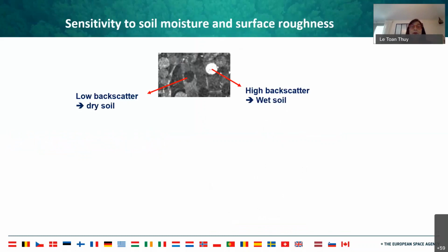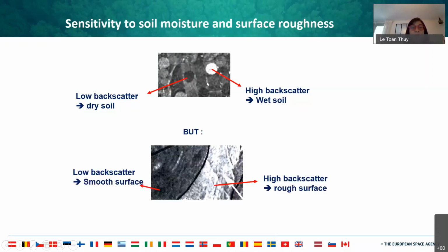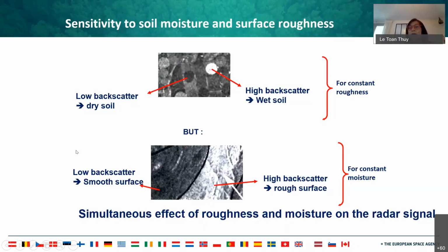And then when you look at the surface, you have low backscatter because of dry soil, and high backscatter is wet soil because this is irrigated. But this one is a smooth surface, and this one is a high backscatter because of a very rough surface. So at the same time, you can have a constant roughness for constant moisture, and you have a simultaneous effect of roughness and moisture on the radar signal.